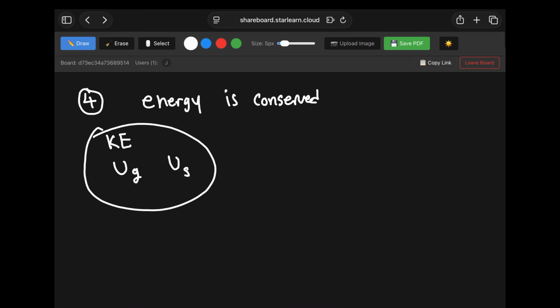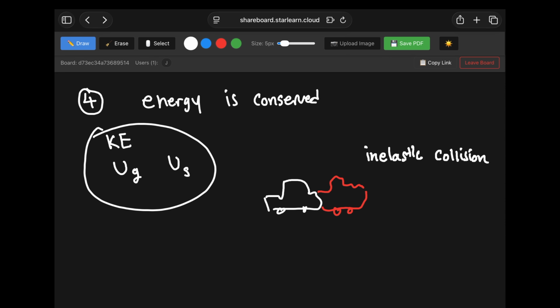So let's say the two cars crash and they crumple up together and they stick. And because they don't bounce, think of elastic meaning bounce. So it's an inelastic collision because they do not bounce. They stick together. So in this case, momentum is conserved, but not energy.